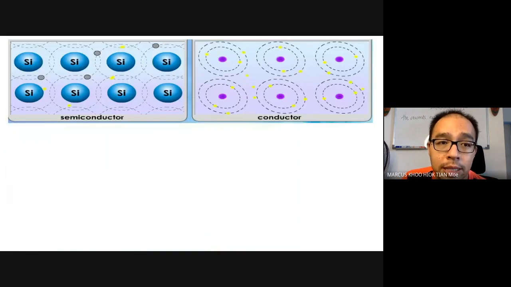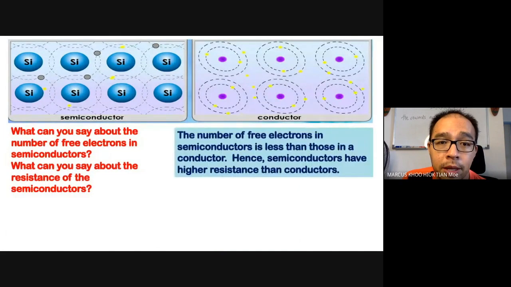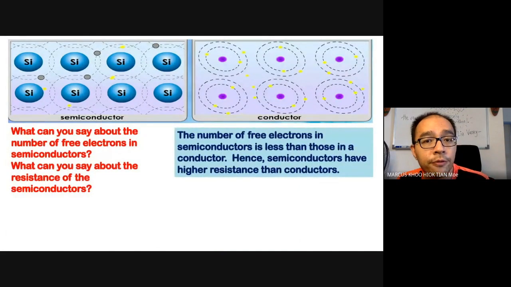Okay, so in a semiconductor, there are these things called free electrons. Free electrons in semiconductors are fewer than in a conductor. Hence, semiconductors have a higher resistance than conductors. So we are going to see this word free electron in a little bit.